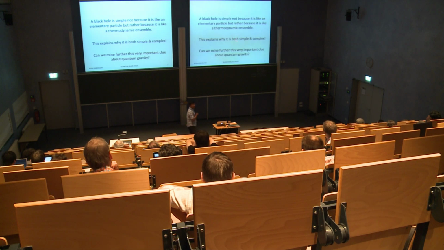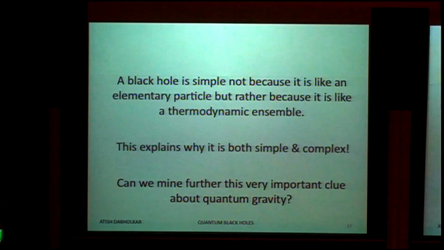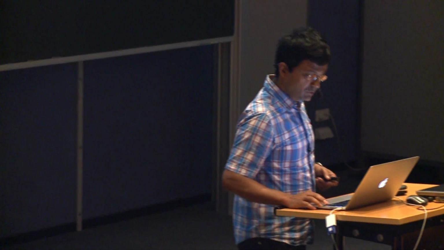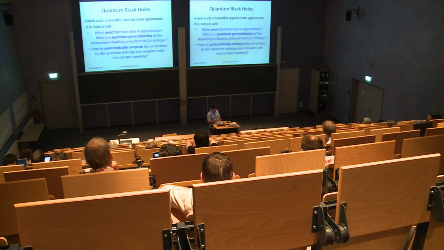Now, our current understanding is that a black hole is simple not because it is like an elementary particle, but rather because it is like a thermodynamic ensemble. Because we know that a thermodynamic ensemble is also specified by a few conserved quantities. And this explains why it is both simple and complex at the same time. Now, can we mine this very important piece of information further to get some clues about quantum gravity? That will be the subject of the rest of my talk. So this was more the background.